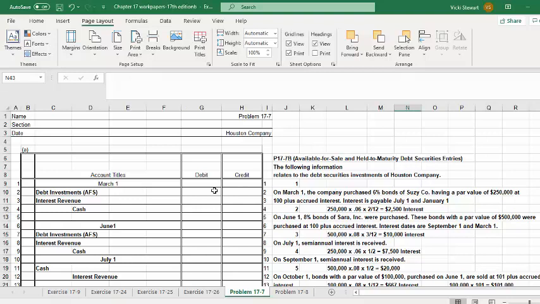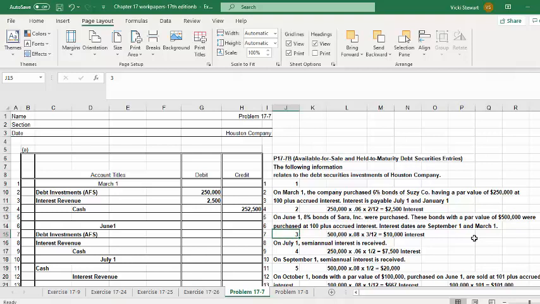So to record this entry, we would debit our debt investments for the par value, $250,000. We would debit interest revenue for $2,500, and we would credit cash for $252,500. On June 1st, 8% bonds of Sarah Inc. were purchased. These bonds, with a par value of $500,000, were purchased at 100 plus accrued interest. Interest dates are September 1st and March 1st.